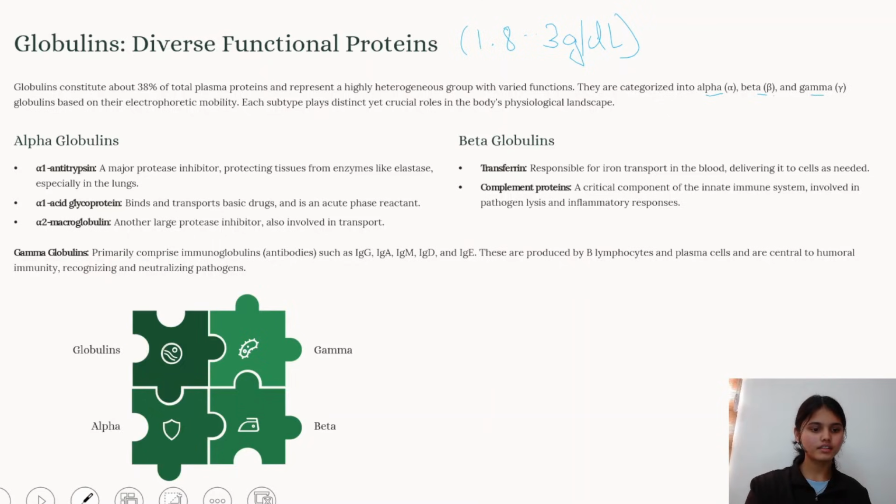Okay, now there are different types of alpha globulins and beta globulins. They are alpha 1 antitrypsin, alpha 1 glycoprotein, and alpha 2 macroglobulin. Similarly, in beta, there are complement proteins and transferrin. We'll finish beta globulins. Transferrin.